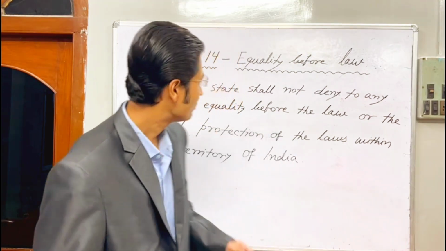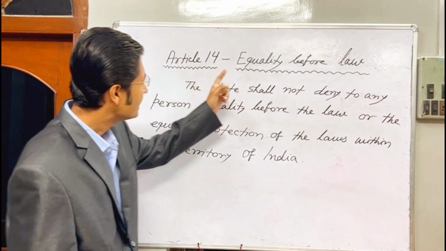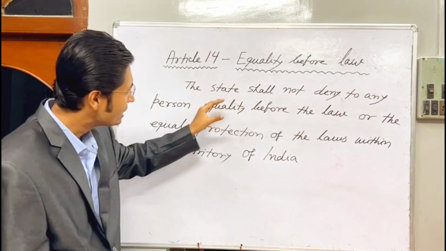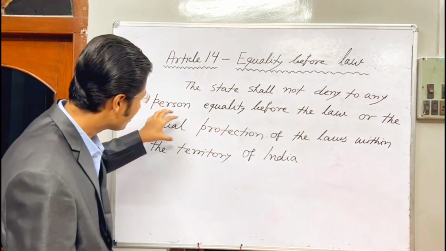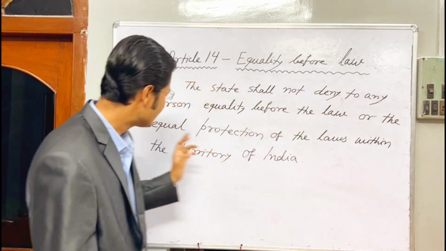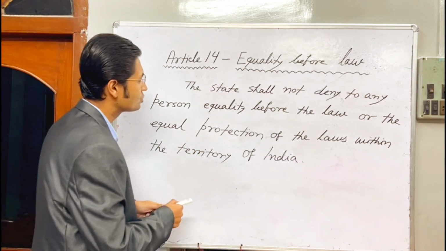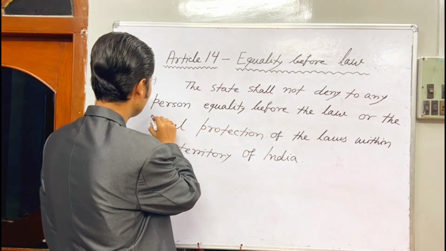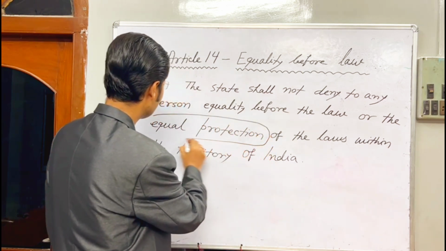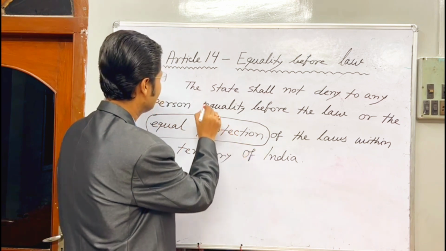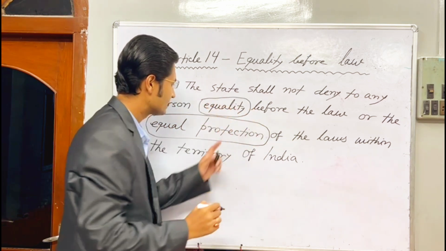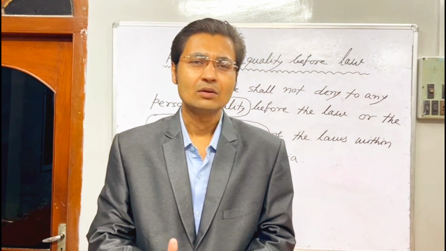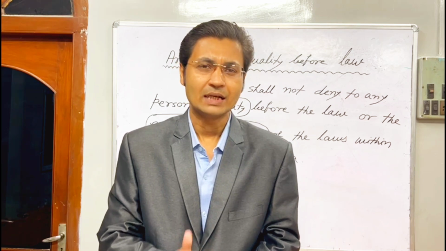Now let us have a look at what Article 14 says: the state shall not deny to any person equality before the law or the equal protection of the laws within the territory of India. So these two keywords are to be discussed in detail: what is the meaning of equal protection of the law and equality before the law. These are the two essential words which are to be discussed right now.